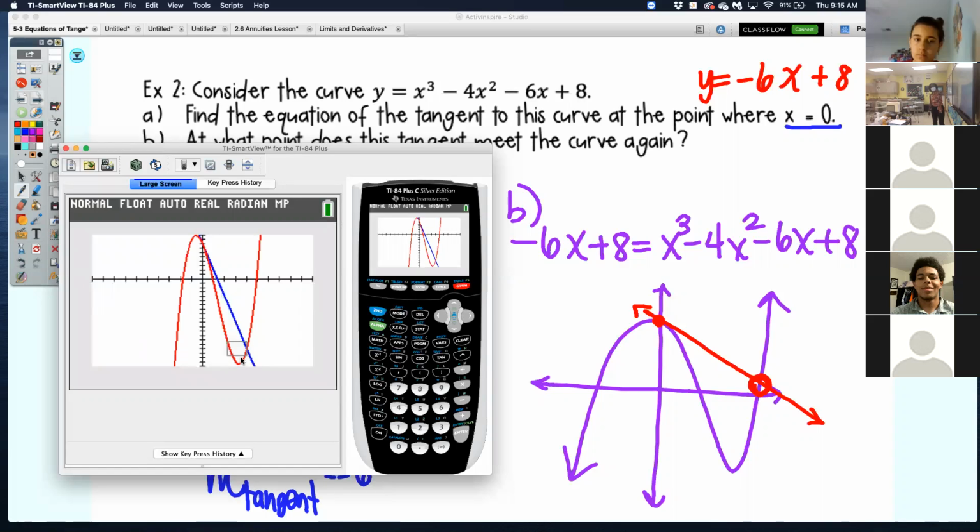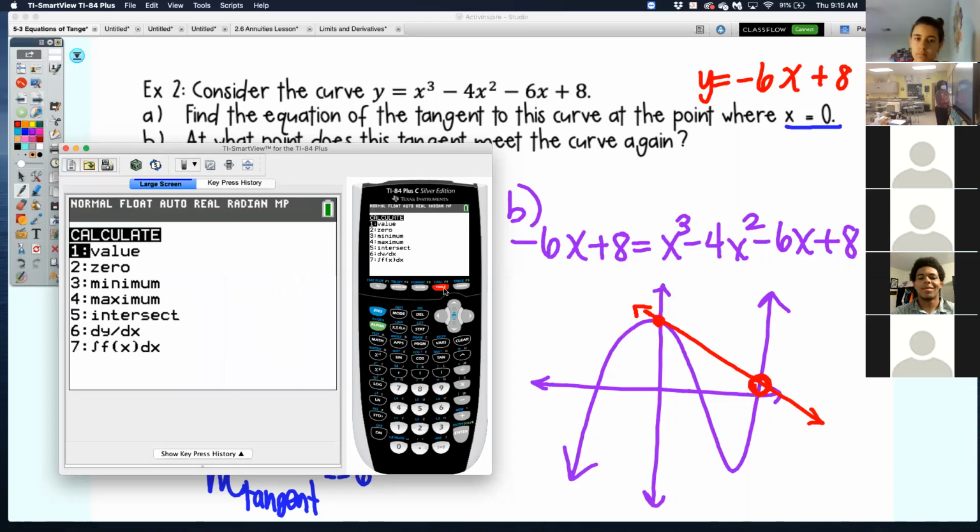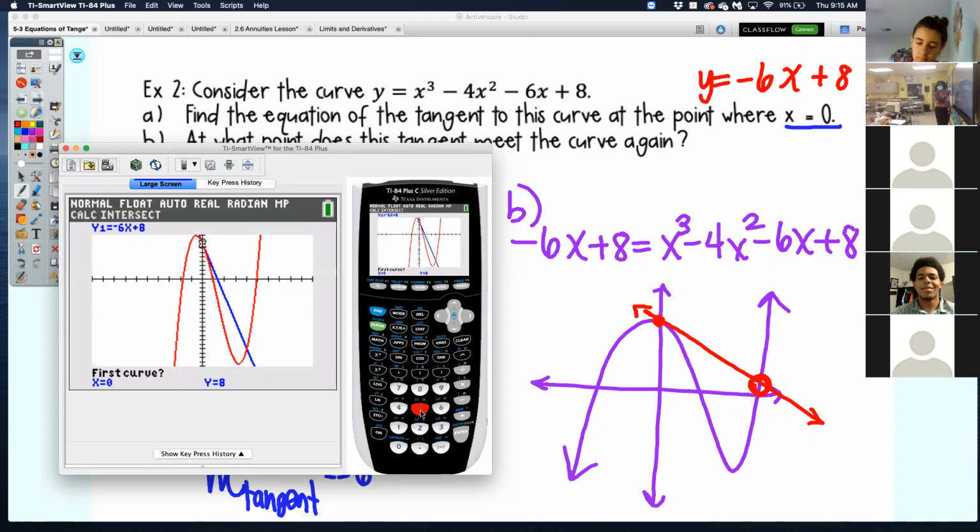So my graph is not spot on, but essentially that's what you were looking for. So I go second trace, option 5. And because there's 2 intersection points, I don't want the one where my cursor shows up at right now. I have to move it closer to the other intersection point. Otherwise, the graph is going to give me the intersection that I already know, which was 0. So now that I'm closer, enter 3 times.